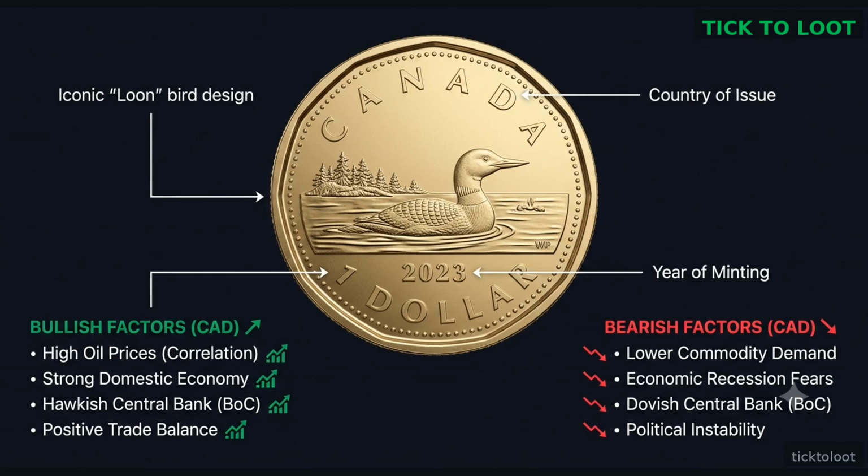The US dollar to Canadian dollar pair is often called the Loonie. This nickname comes from the fact that the Canadian dollar coin features a picture of a loon bird, and loonie is a colloquial term for the Canadian dollar.